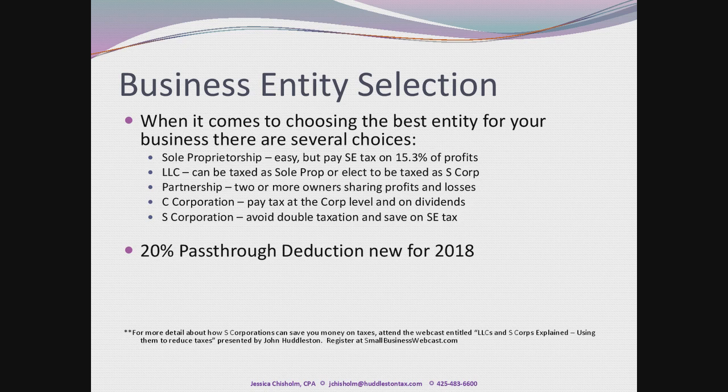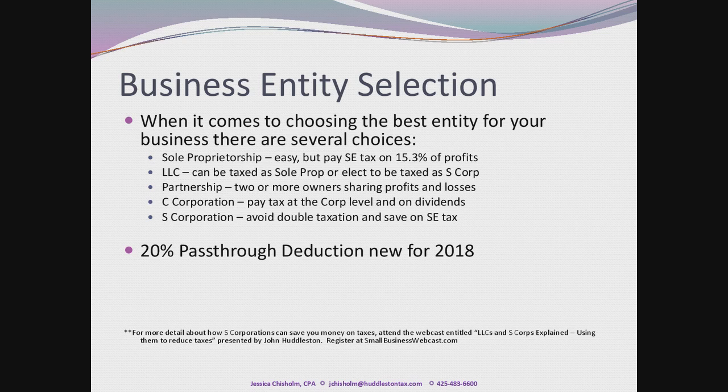C corporations are what people talk about when they're talking about double taxation of corporations. You pay tax at the corporate level and then again on any dividends that are distributed to the owners or shareholders. You can also pay yourself a salary out of the C corporation, but that again is taxable on your 1040.